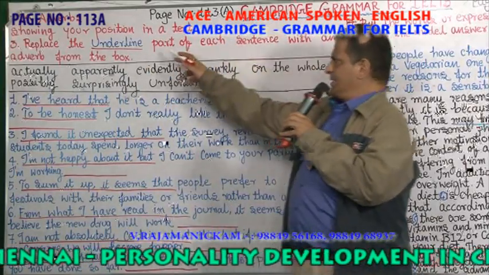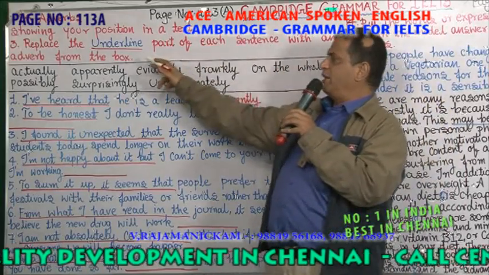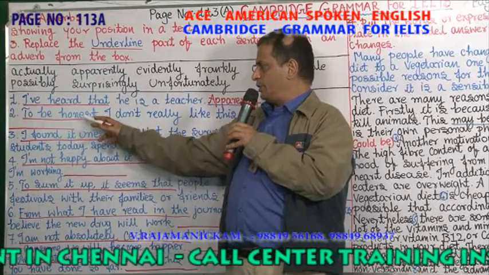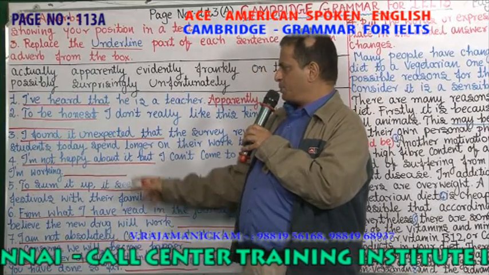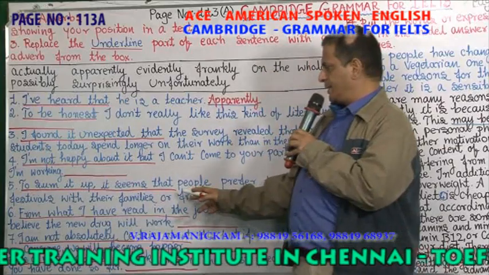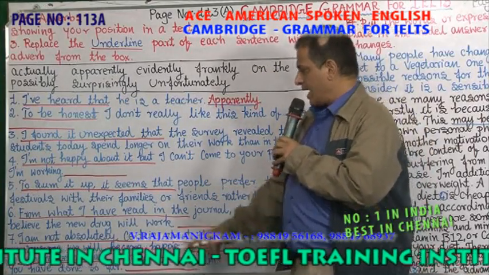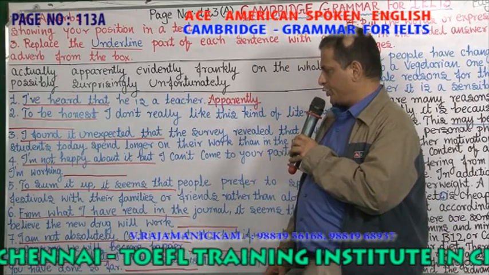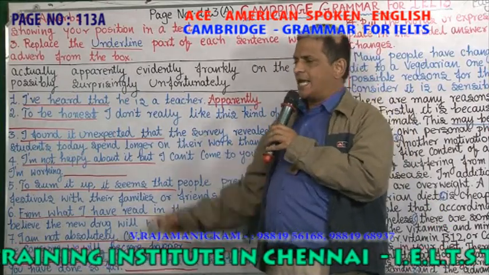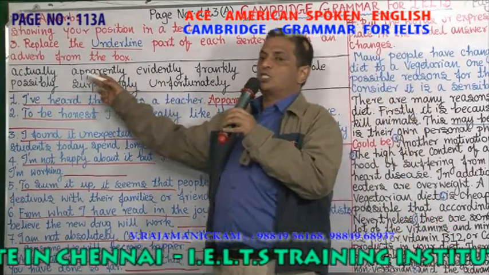Now, replace the underlined part of each sentence with an adverb from the box. See, underlined words are there. I've heard that. To be honest, I found it unexpected that I'm not happy about it. But to sum up, it seems that from what I have read, I'm not absolutely certain about, as a matter of fact. So underlined words are there. You have to replace the underlined words using these adverbs.